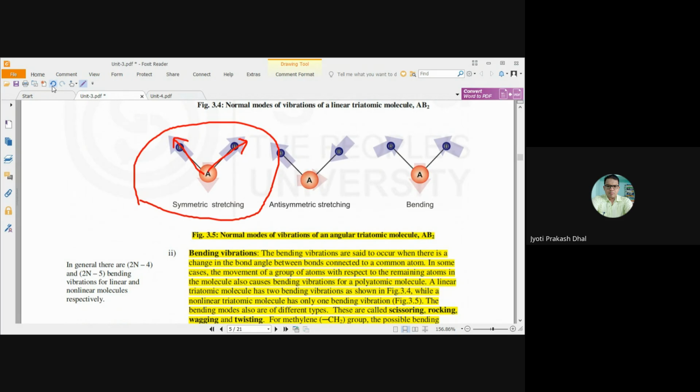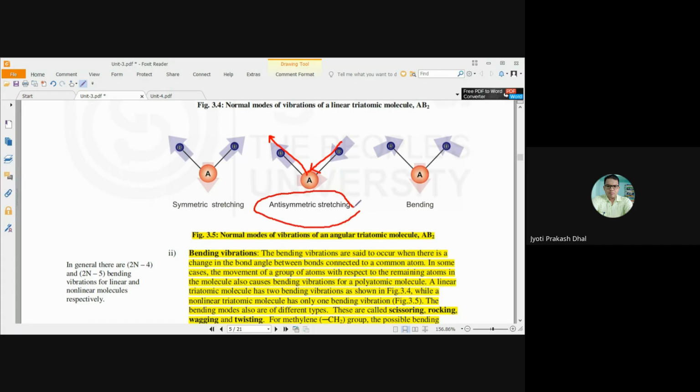And here this one is asymmetric stretching. That means one atom B will stretch and another atom will undergo compression. So for one atom the bond length will elongate and for another atom the bond length will shorten. So this is called asymmetric stretching for a non-linear molecule.